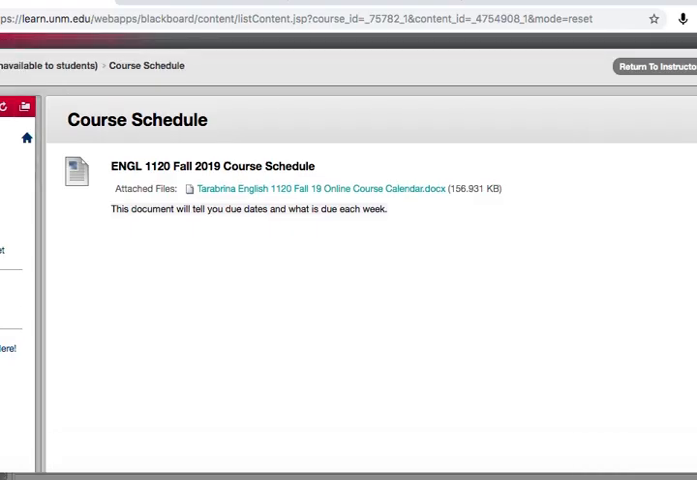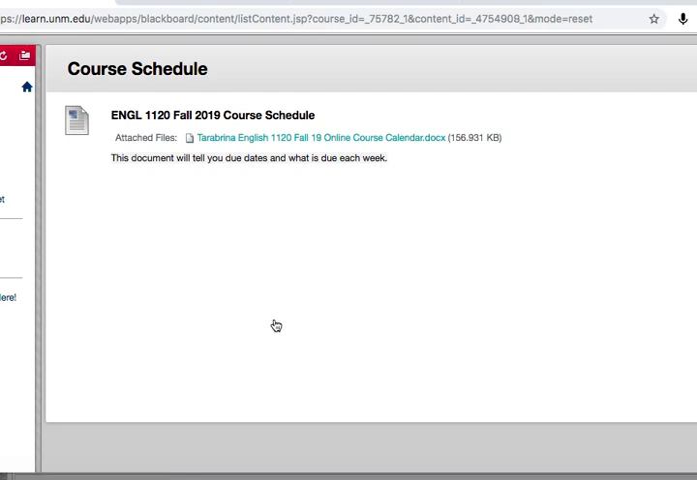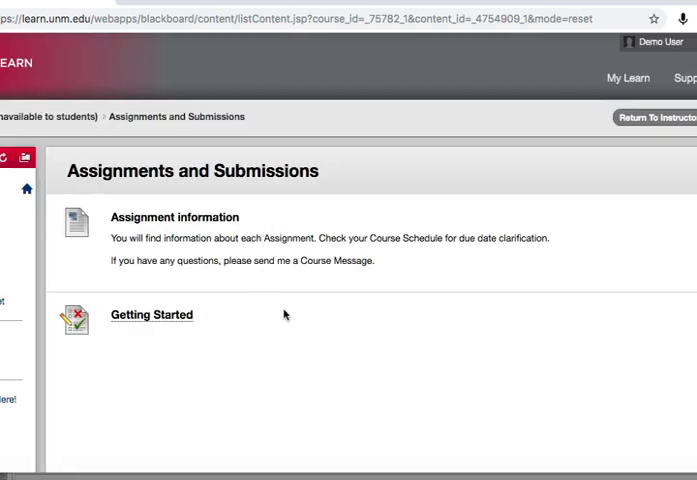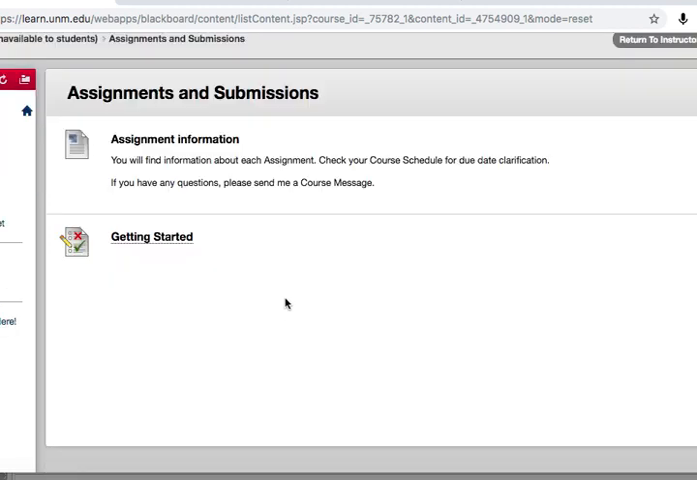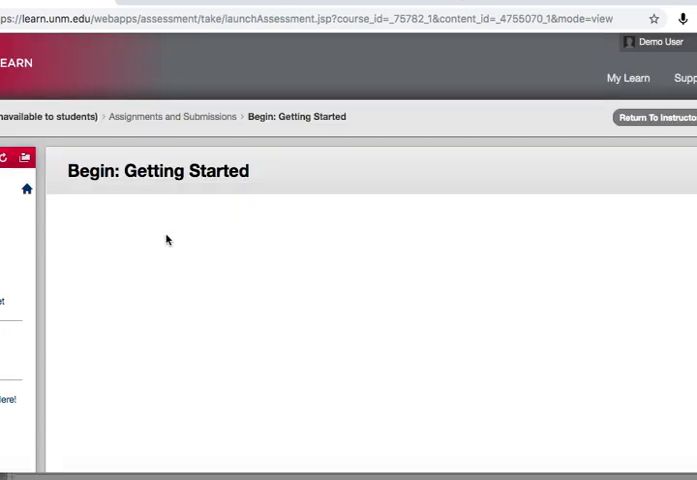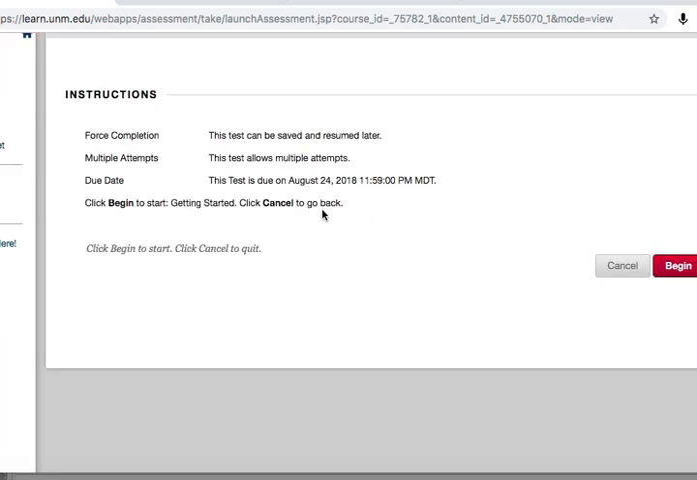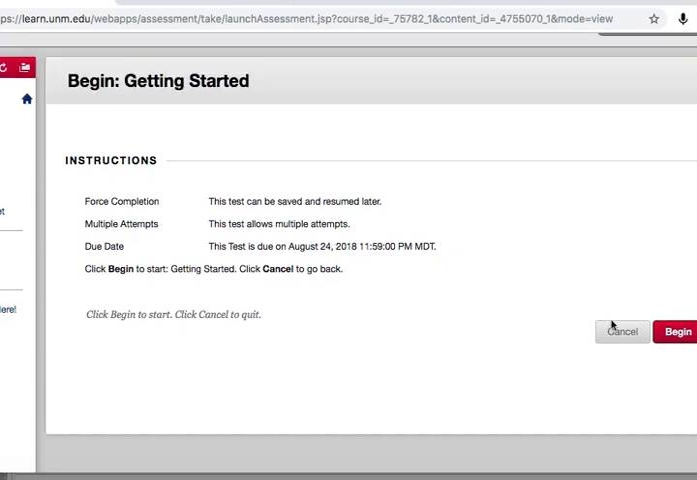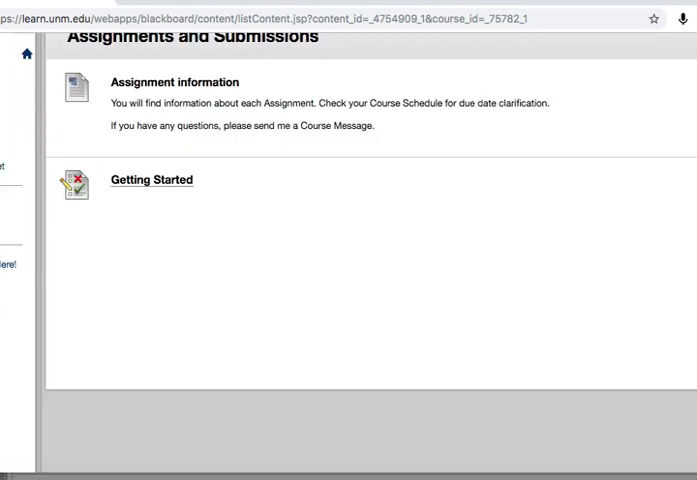Learn page. What else do we have here? Assignments and submissions. Again, all the assignments are in here, but you cannot see them. So far, only the Getting Started quiz is released, because it is due by Friday midnight. The test is due on August 24th, Friday. Okay, I need to wrap it all up actually.